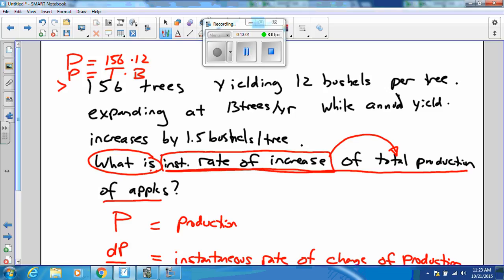This is our mathematical model for the production. Why do I call it a model? Because it isn't exactly reality. I don't get exactly 156 trees, I don't get exactly 12 bushels per tree. It's not like every tree is exactly identical. I'm going to get a little bit more here, a little bit less there, and it all averages out to 12 bushels per tree. So this is actually a statistical model for the whole thing. But it's nice and simple, and that's what we like about it.